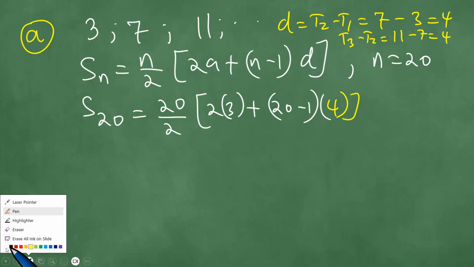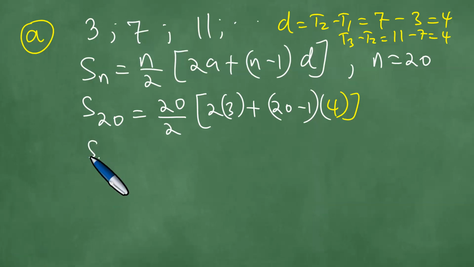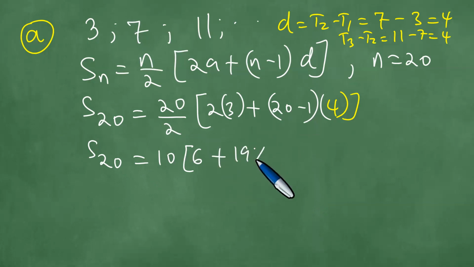Now we continue, which means S20 is the same as 20 divided by 2, which is 10, times 2 times 3 is 6, plus 20 minus 1 is 19 times 4. And then now we're going to get S20 and we must get the answer. What is the answer to this? Let's just... 820. What did you get?